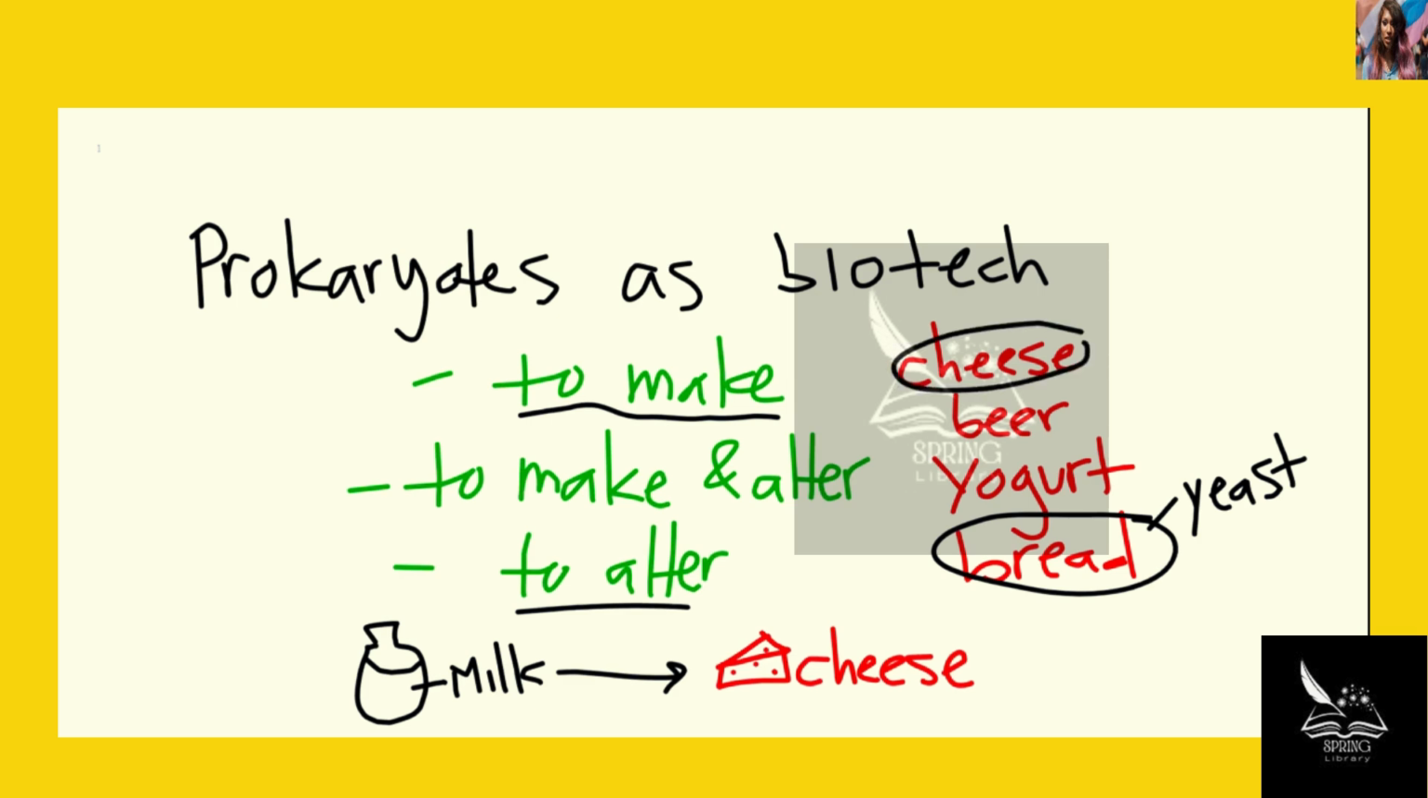Okay, and so understanding those differences lets us know that prokaryotes were used to both make and alter foods and products before biotech was a word. And so the answer choice we want to select is C.